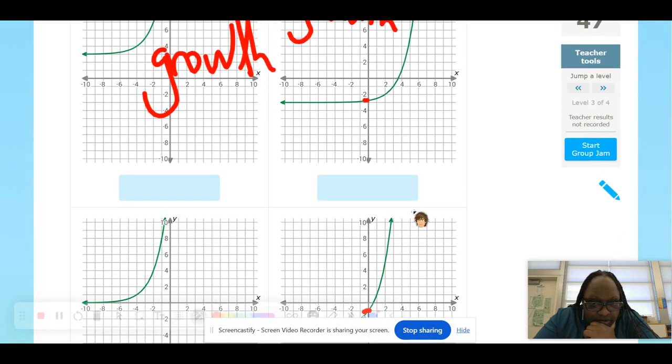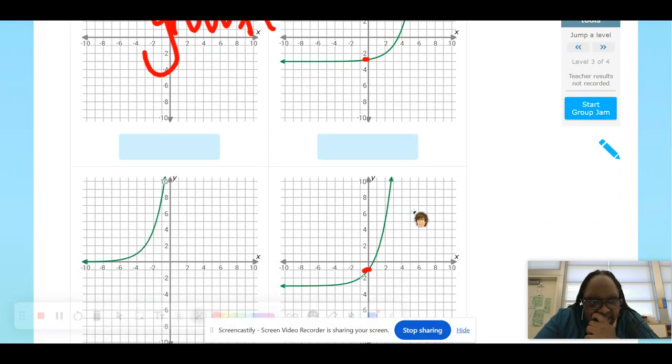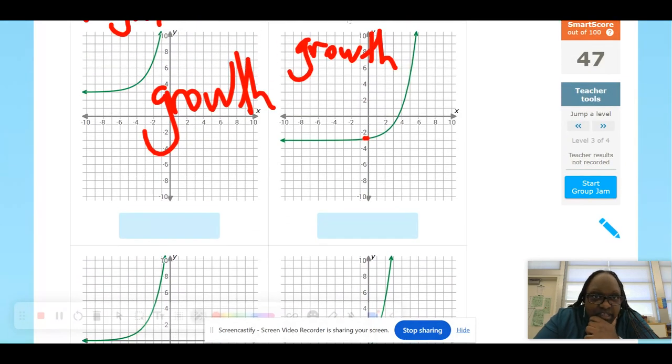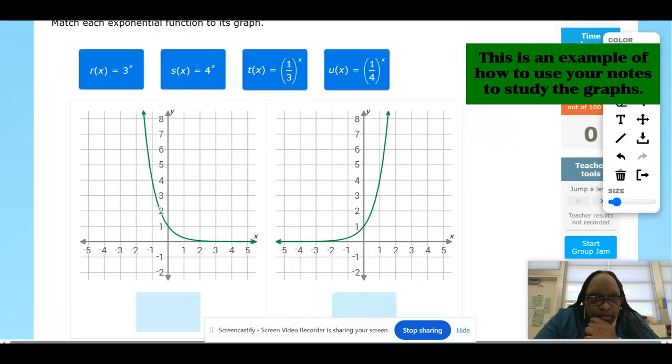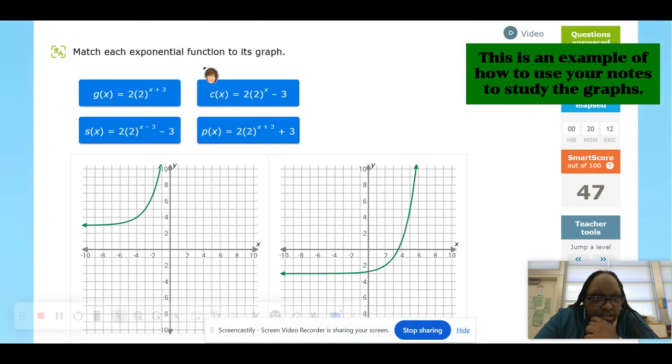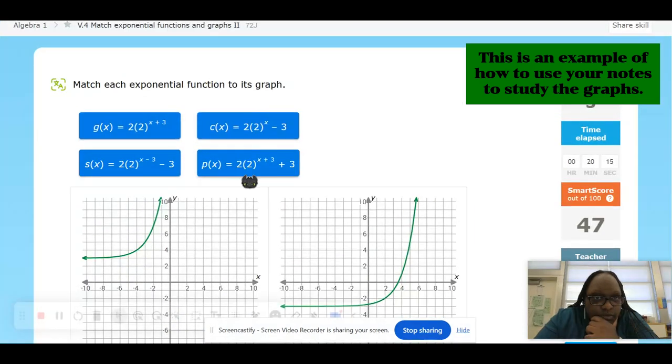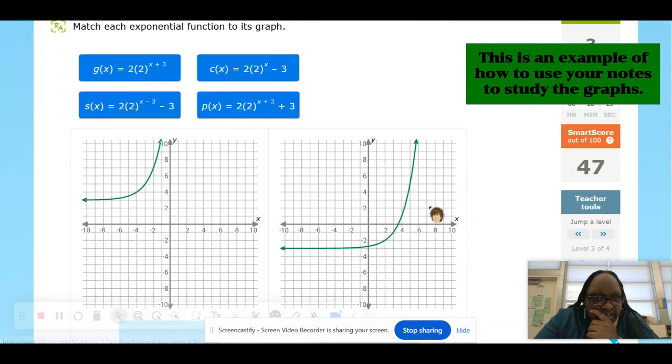Now what I am noticing, are they all the same width? Let's see, let me look back at my notes. Stretch. Okay, but they all have the same stretch factor. Right? They all have a 2. How do we tell the difference? So let's say this is my first time looking at this and I don't see anything obvious. I'm just going to try it out.